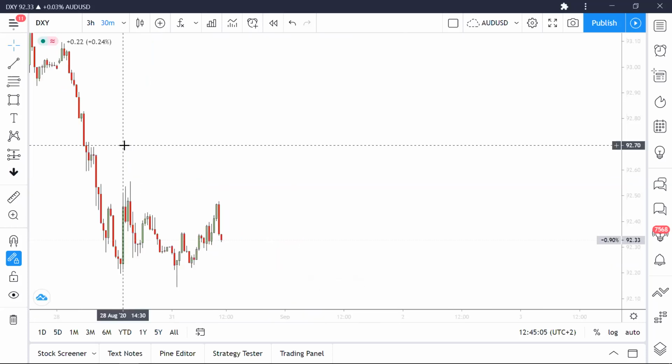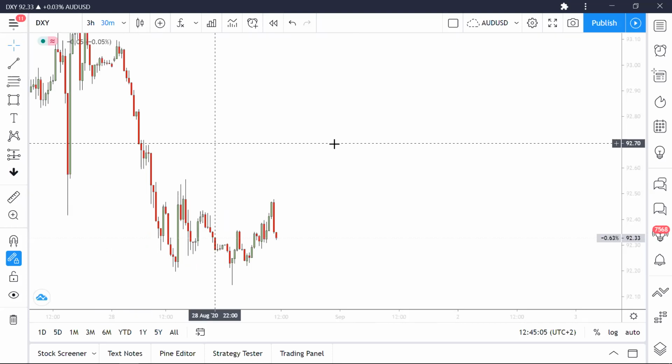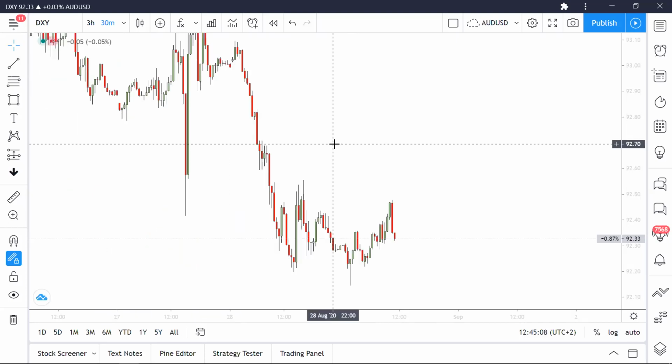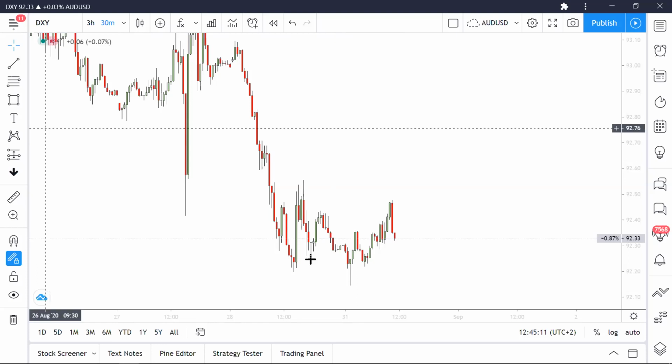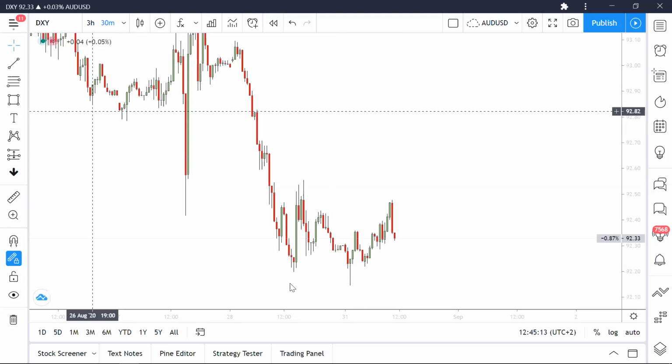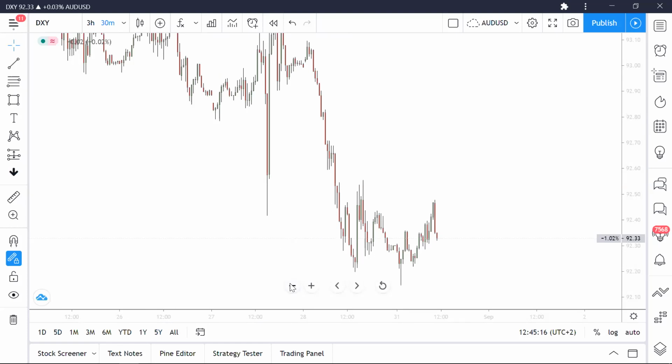as well. Now, as I've explained in the previous videos, I have actually explained what the DXY is. So I won't go into much detail as to what the DXY is, but you guys should know that it's the dollar currency strength index, and it gives you the strength of the dollar relative to a basket of a bunch of other currencies.